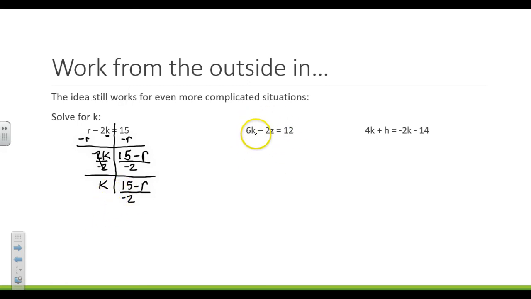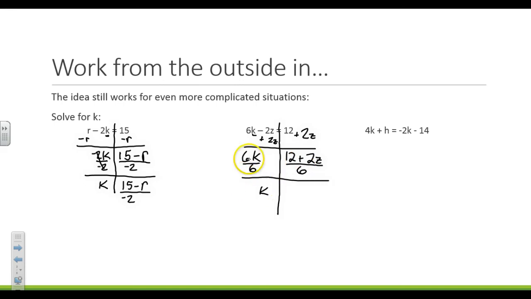Okay, same idea. We're looking for k right here. We want to work from the outside in, so farthest away basically from the k. So we have this minus 2z that we can get rid of first by adding 2z. Plus 2z. So now I see that I did it on both sides of the equal sign, or both sides of the equation. So we have 6k equals 12 plus 2z. K is still not alone. It's got this 6 with it, and that means that they're multiplying it since there's no plus, minus, or divide in between. So we divide by 6.